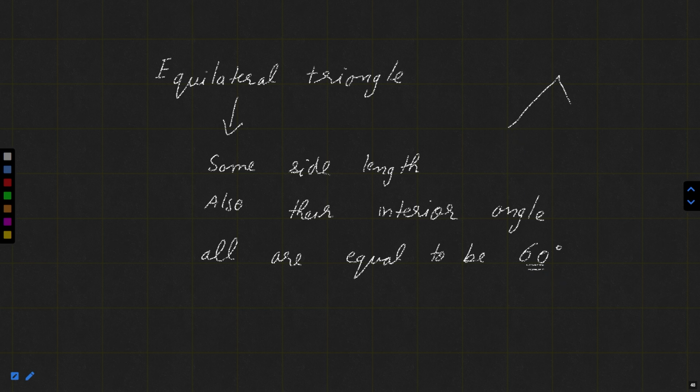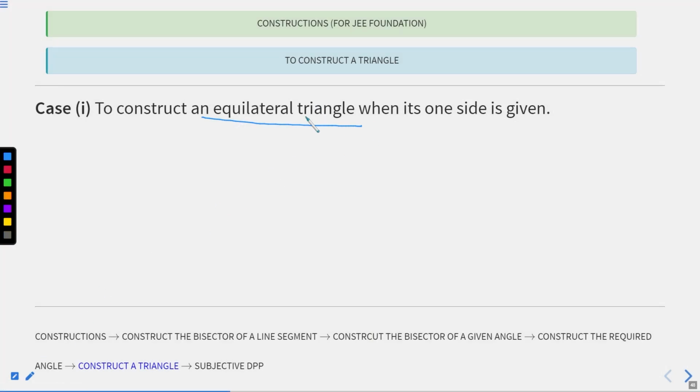Okay, so it looks like this. Suppose this is 5 centimeter, this is also 5, this is also 5, and the angle is 60 here, 60 here and 60 here. So that is an equilateral triangle. I hope you understood the meaning of the equilateral triangle. So we have to construct an equilateral triangle when one side is given. So we are given only a single side.